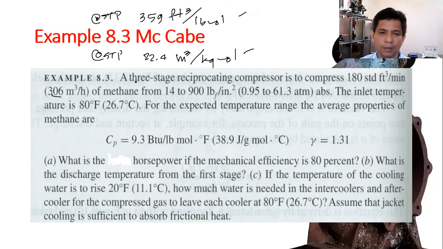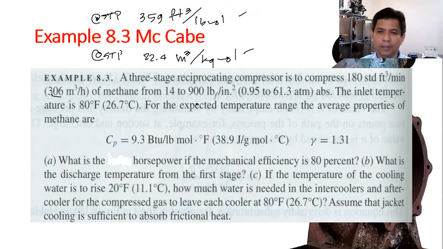Okay? So these are the pressures. You just apply the adiabatic equation. P2 over P1 is equal to T2 over T1 quantity raised to K over K minus 1. That's all there is to it. Then just get T2 and then just use Cp delta T.